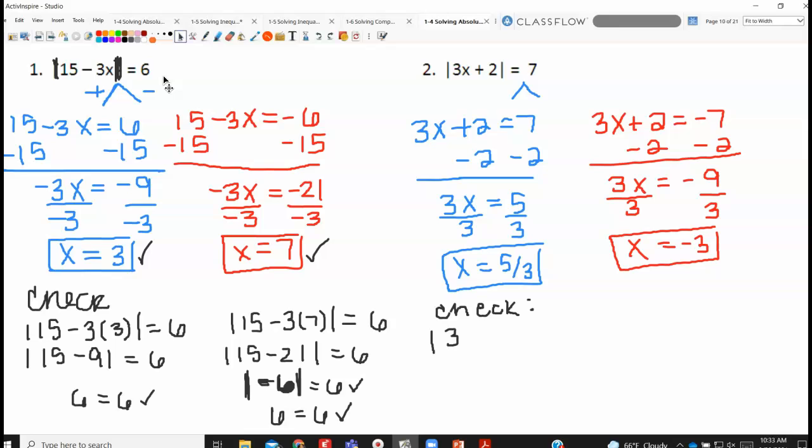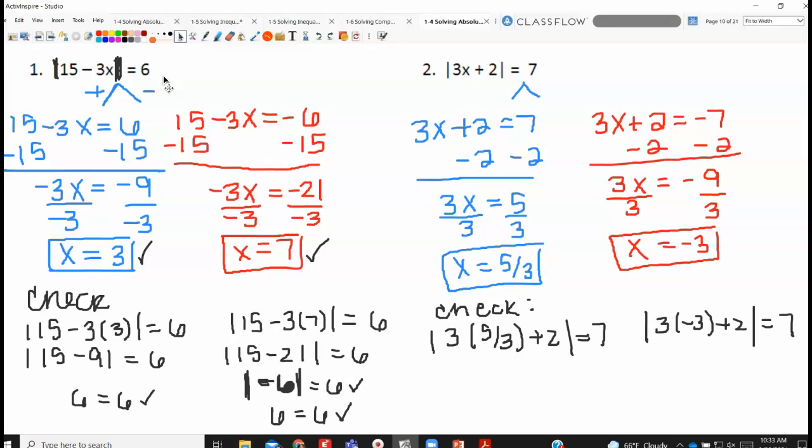So in 2, maybe this check will help. We have the absolute value, it's 3. You plug in the blue equation, which is 5/3 plus 2, and you want to see if that side equals 7. And you plug in the negative 3. So you have 3, negative 3 plus 2.